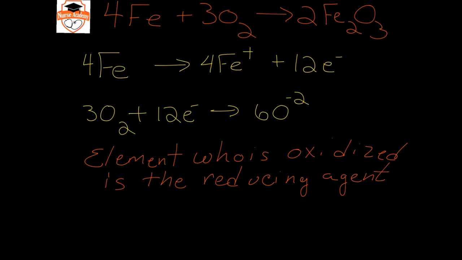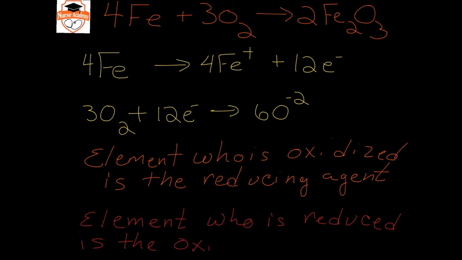Similarly, the element who is reduced is the oxidizing agent. If we're looking here, oxidation is loss, so that means iron is oxidized. Reduction is gain, so the oxygen gains electrons to produce oxide anion. And since oxygen is reduced, it is the agent of iron's oxidation.